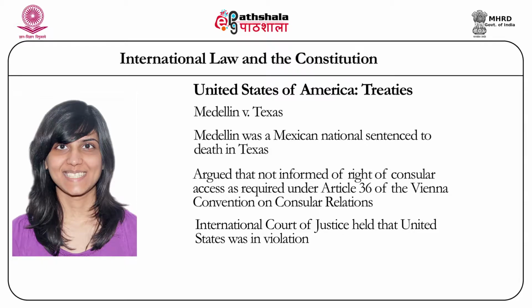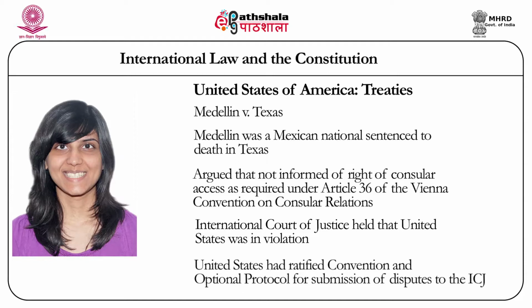The issue for consideration in Medellin was whether the ICJ judgment was directly enforceable by United States courts as domestic law. The United States had ratified the Vienna Convention, as well as the optional protocol concerning the compulsory settlement of disputes to the Vienna Convention, in accordance with which all disputes arising out of the Vienna Convention were to be submitted to the ICJ. Speaking for the majority, Chief Justice Roberts made a distinction between the grant of jurisdiction and agreeing to be bound by the judgments of the ICJ.